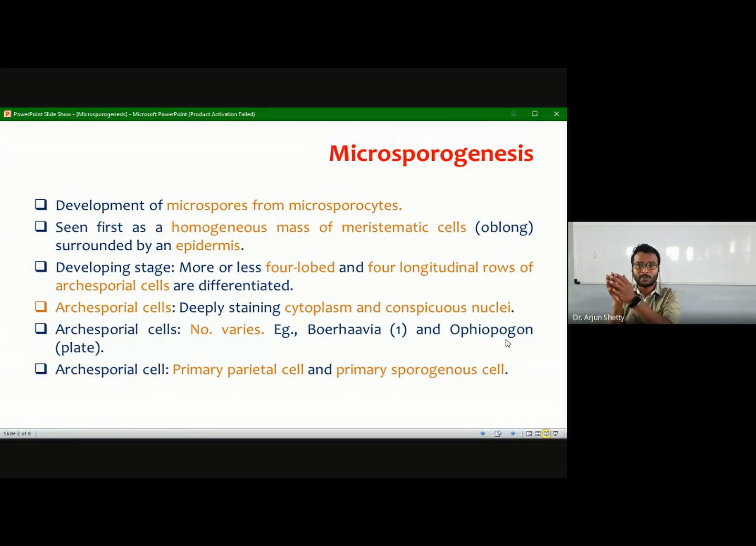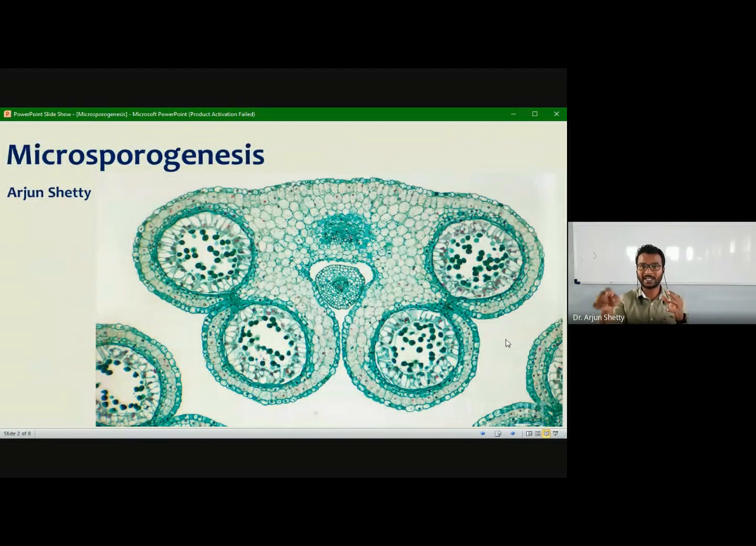So till the formation of a microspore, that is what we call a pollen. That is what we are going to understand in microsporogenesis, nothing but the development of microspores from microsporocytes. That is what we call microsporogenesis. And usually, as we have seen in this particular slide, it does not look like that.